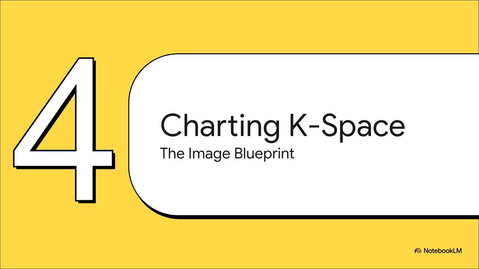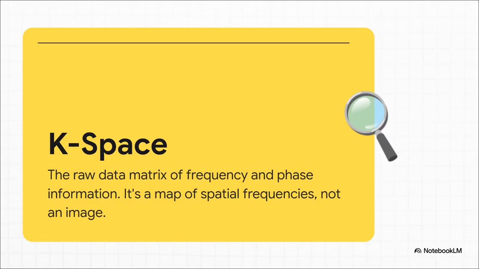All of this address information, all this data about frequencies and phases, it's not an image yet, not even close. It has to be stored somewhere first. And that data storage space has a special name, K-space. So let me be super clear about this because it's the number one misconception. K-space is not a picture of your brain. If you looked at it, you wouldn't recognize a single thing.